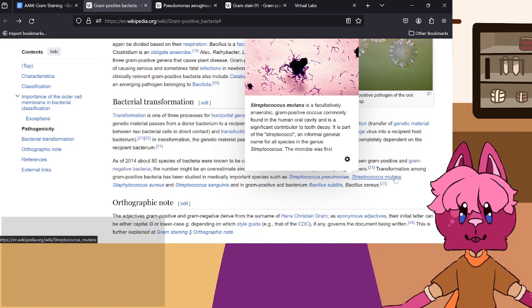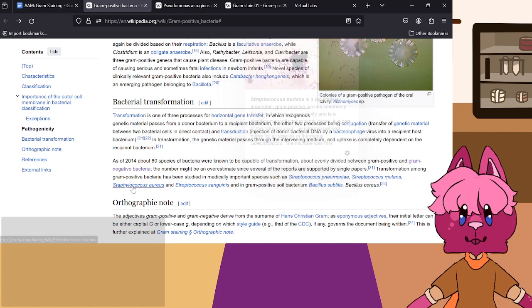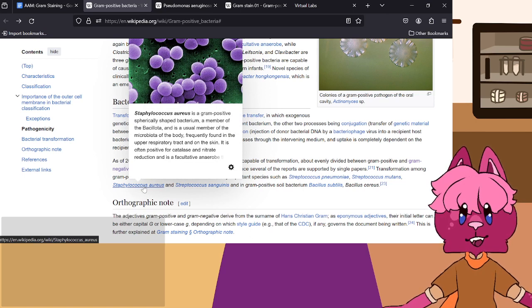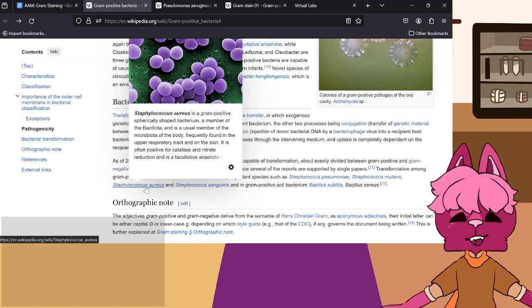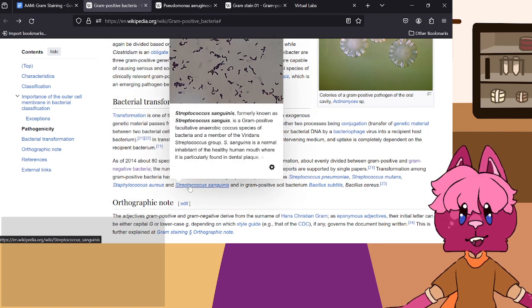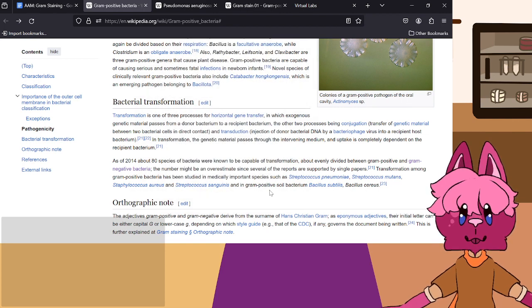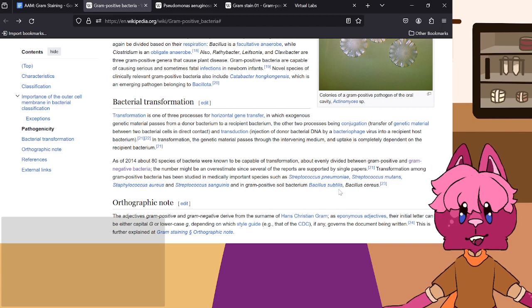Oh, that actually causes tooth decay. Okay. Staphylococcus aureus, which if you don't know, is very bad and can make you really sick. Specifically, MRSA, which is methicillin-resistant Staphylococcus aureus, and then Streptococcus sanguinis, which is a human mouth bacteria. And then gram-positive soil bacteria, Bacillus subtilis. I've handled this one, and I've handled Bacillus cereus.